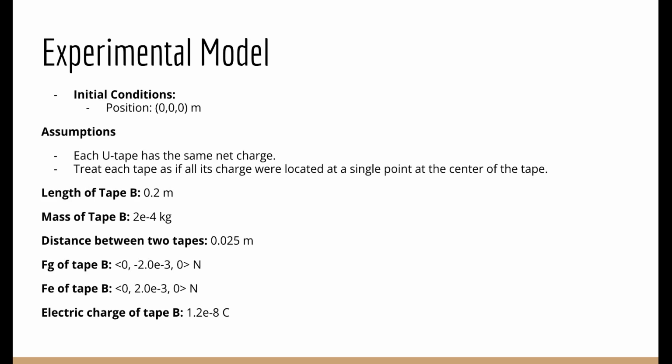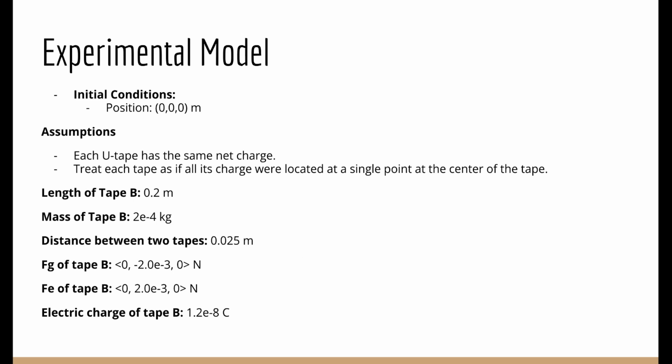For the experimental model, the initial position was 0, 0, 0 meters, and the assumptions we made were that each U tape has the same net charge, and we treated each tape as if all of the charge were located at a single point at the center of the tape. The length of tape B was 0.2 meters, and the mass was 2 times 10 to the negative 4 kilograms. The distance between the two tapes was 0.025 meters.